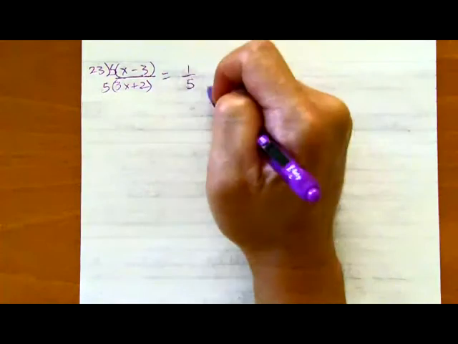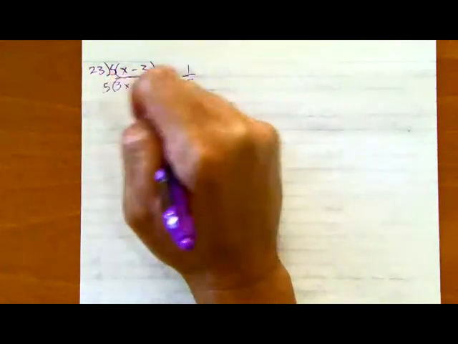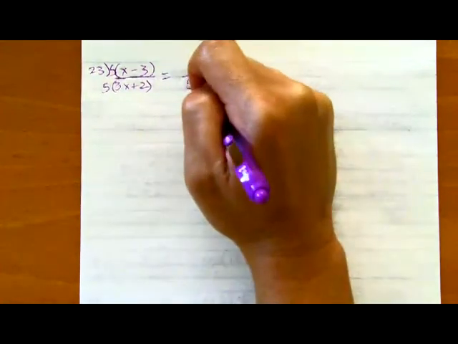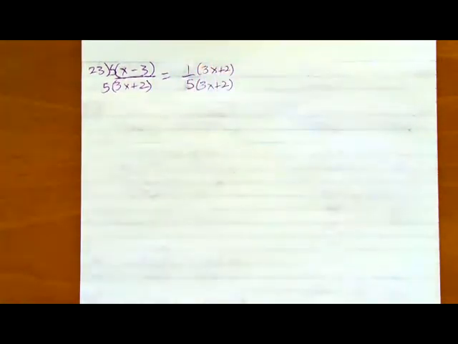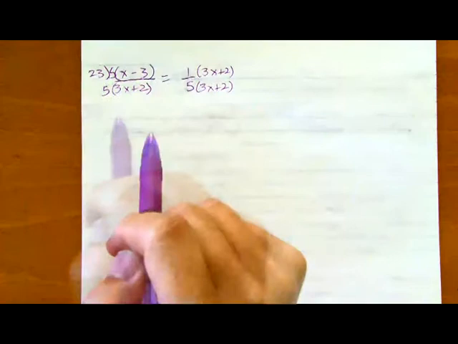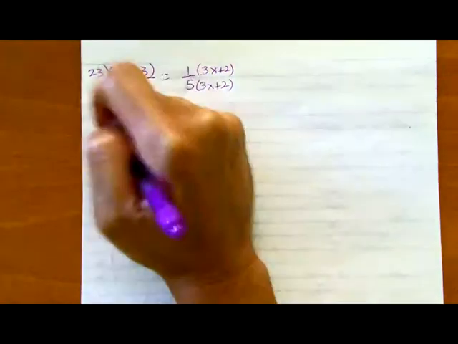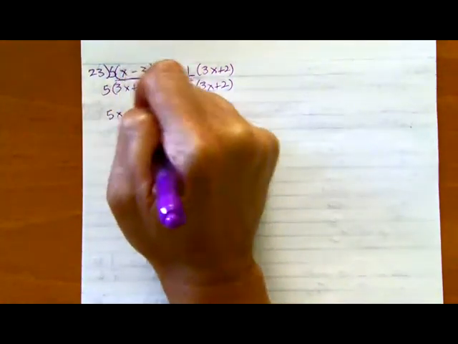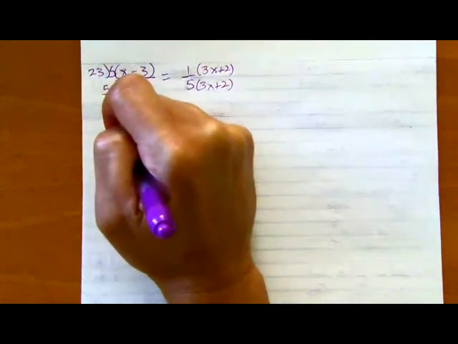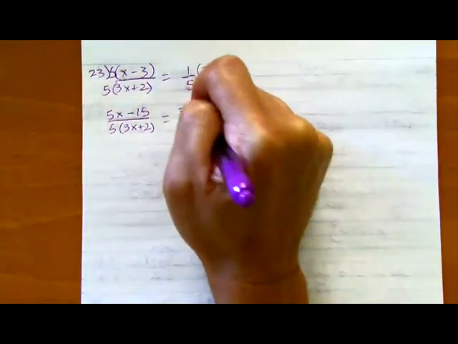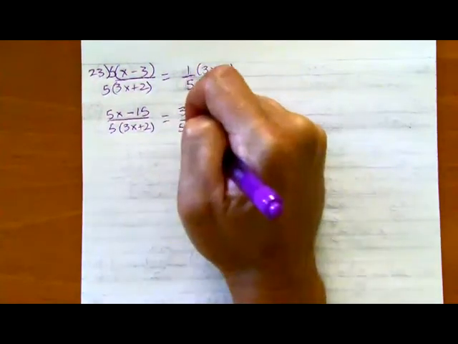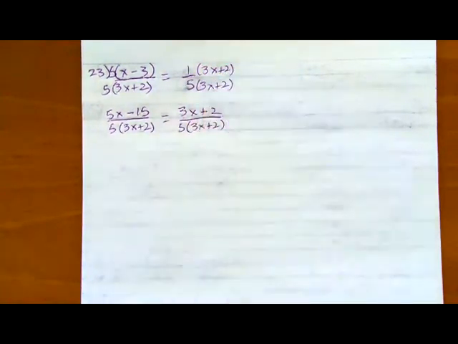This fraction, the denominator is missing a factor that this one has, the 3x plus 2. So we'll multiply top and bottom by 3x plus 2. Now the denominators match. (5x minus 15)/(5(3x plus 2)) and (3x plus 2)/(5(3x plus 2)). Okay, so we have the denominators matching.